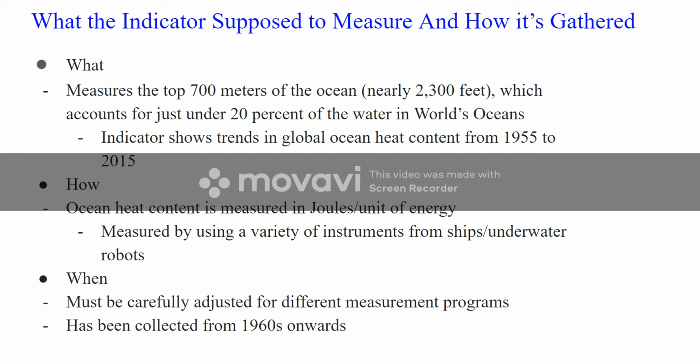So how is it measured? The ocean heat content is measured in joules, units of energy. It is measured using a variety of instruments from ships and underwater robots. I didn't know about the underwater robots, so I find that cool. And then when is it measured? It must be carefully adjusted for different measurement programs, and it has been collected from the 1960s onwards.